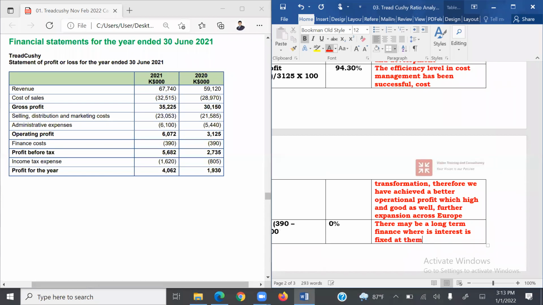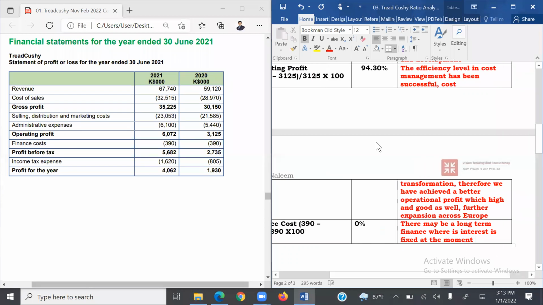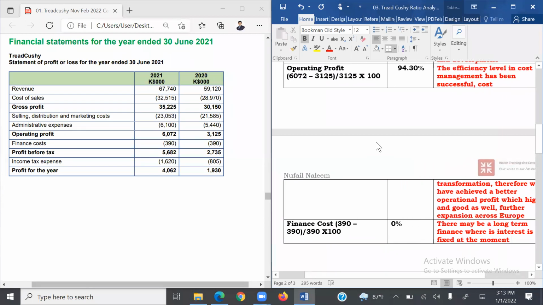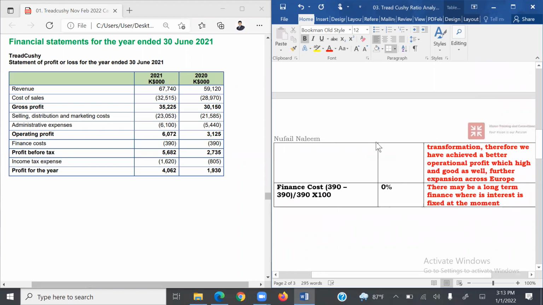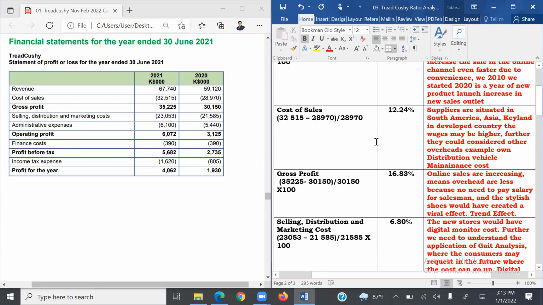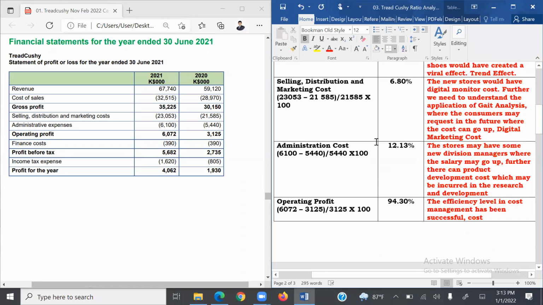Are you clear with that, students? That means they currently would have had a loan, and that interest rate in that loan would have been fixed for the time being. So any questions on this, you can ask me, students.